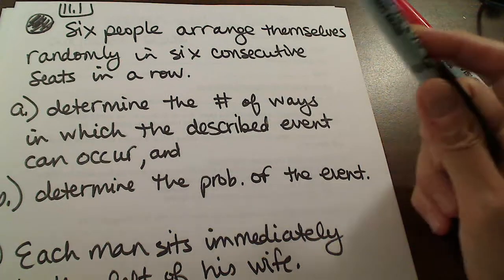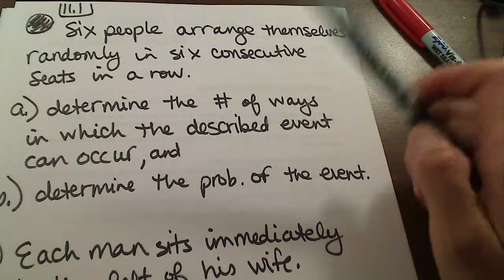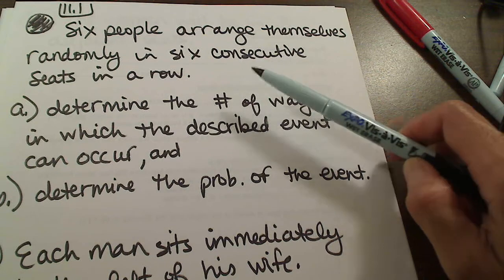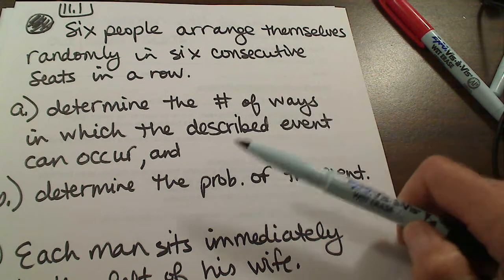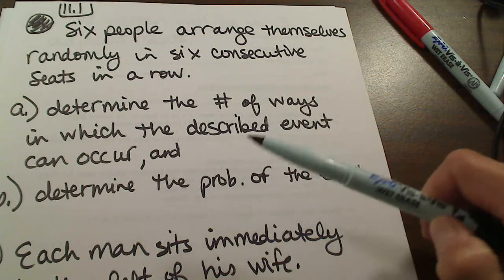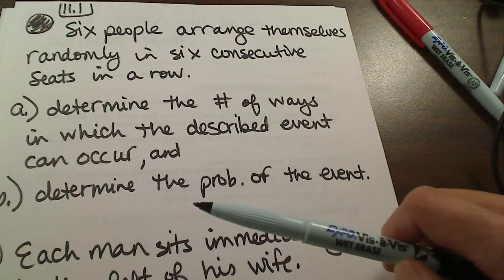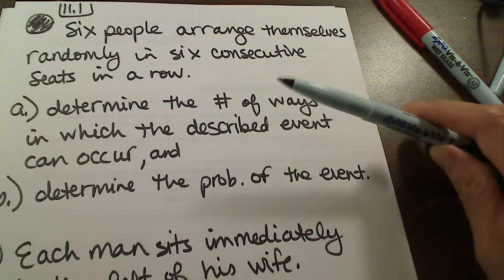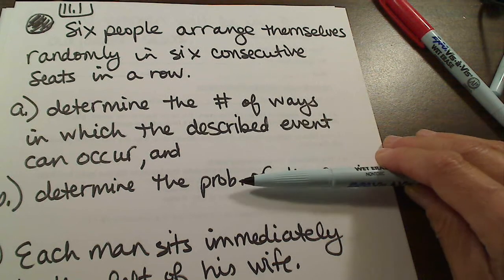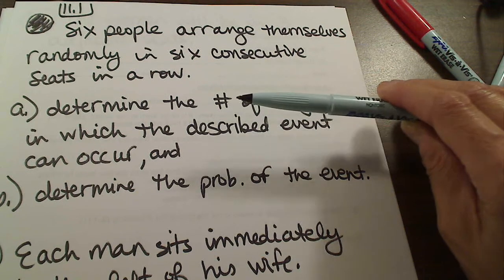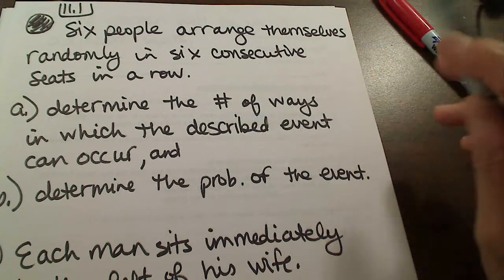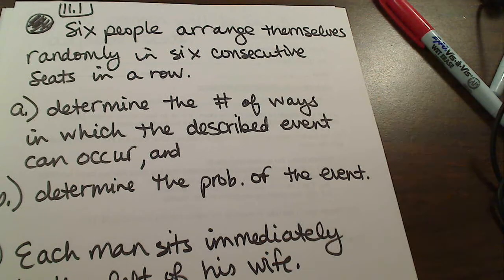All right, here's another problem from 11.1. We have 6 people arrange themselves randomly in 6 consecutive seats in a row. We want to do two things here: determine the number of ways in which the described event can occur, and determine the probability of the event. If we're going to determine the probability of the event, we're going to have to determine part A anyways. They're just having us do that in two separate steps, which really isn't necessary.